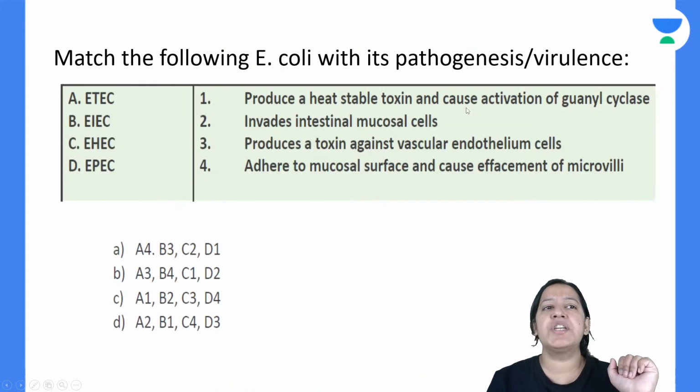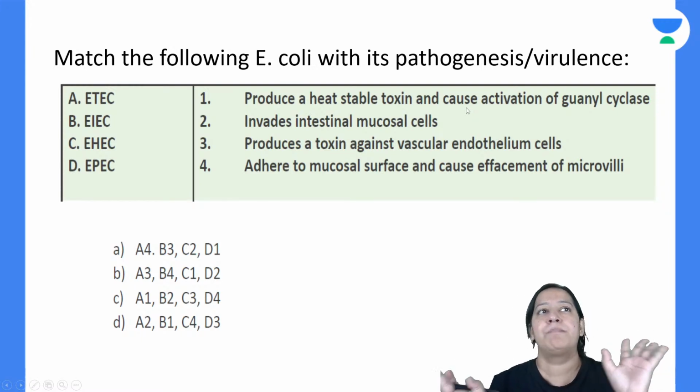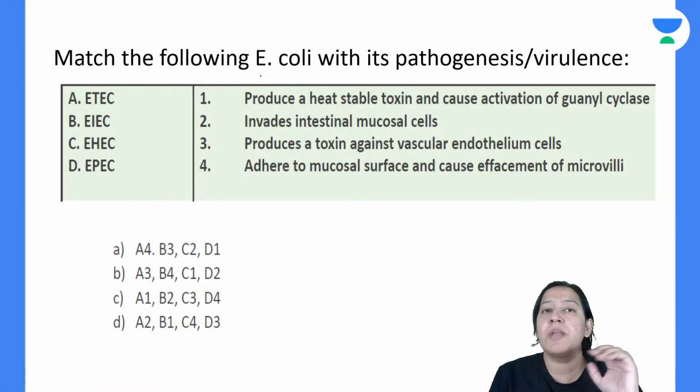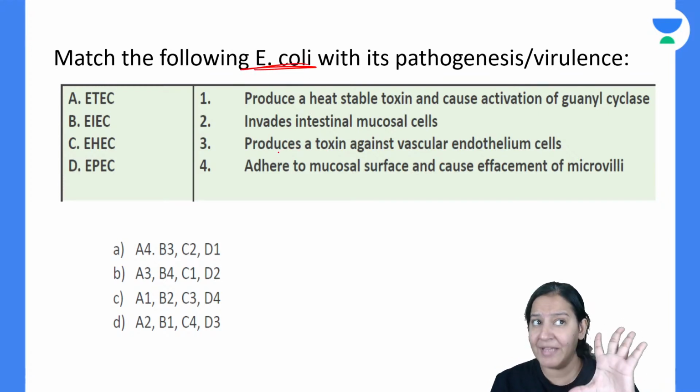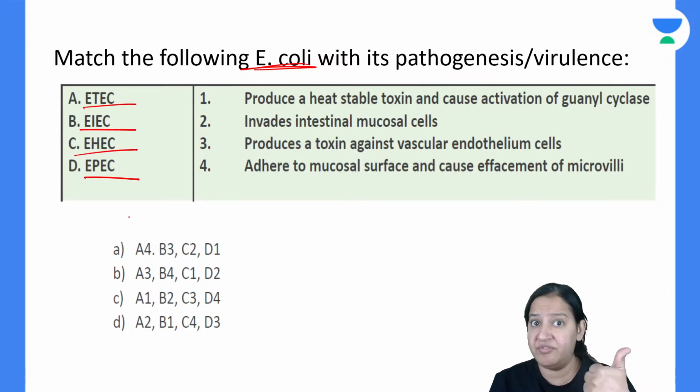Should I come to the next question? This is the next question. It is a difficult question. I will give you all the details. Please read the question. The question is based on the pathogenic variants of E. coli. We know there are 5 pathogenic variants of E. coli: ETEC, EIEC, EHEC, EPEC, and the 5th one is also there.